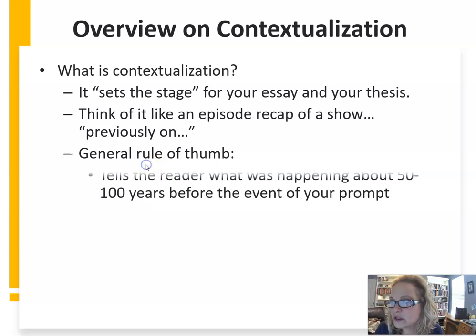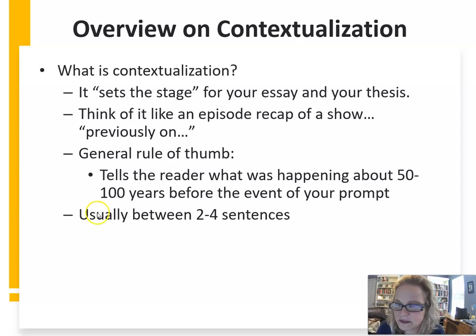Okay, so what I usually tell people, general rule of thumb, go backwards in U.S. history about 50 to 100 years. In general, what does the reader need to know in order to really understand the topic of the prompt? You usually want to do this in like 2 to 4 sentences, depending on the topic and the complexity of it. So let me give you an example of that, okay?